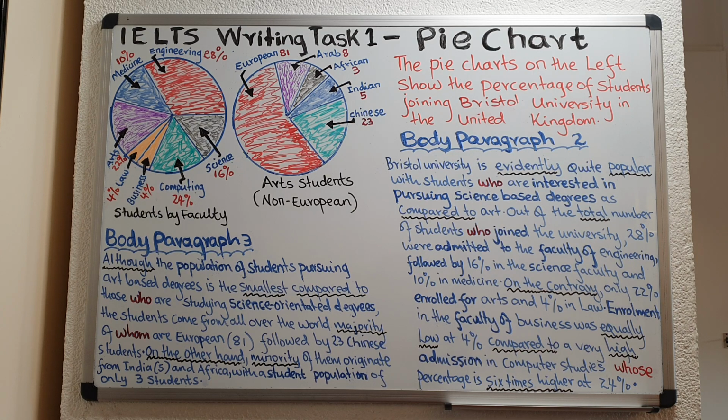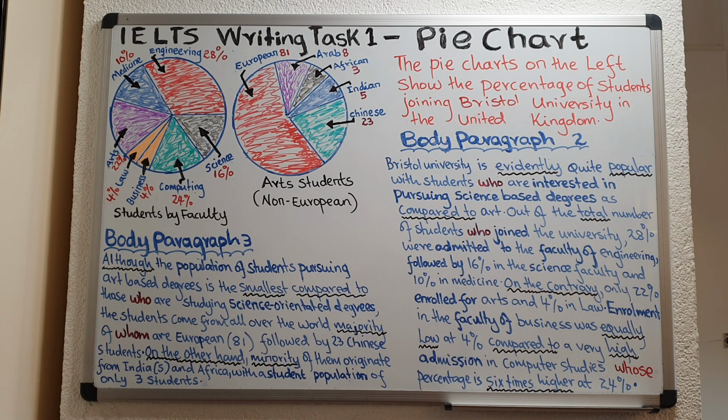Now, the other thing that you noticed is that I used linking words very carefully, okay? I used the linking words on the contrary, and that is because the information that I had given previously was about science-based degrees. So on the contrary, I introduced arts-based degrees. One of them is very high and the other one is very low. That's why I am using on the contrary. Okay? Now, let's move on to body paragraph 3.